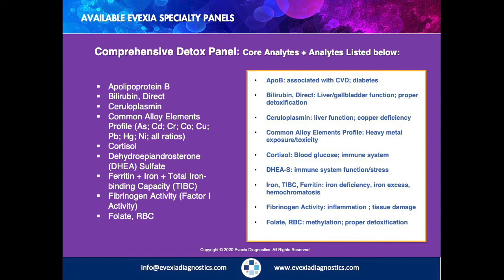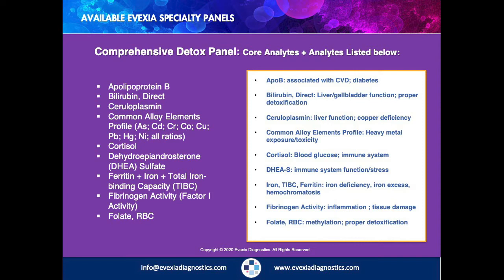The next test is called the Common Alloy Element Profile. This test is used to check for and monitor for exposure to arsenic, cadmium, chromium, cobalt, copper, lead, mercury, and nickel. Remember that heavy metals are abundant in our environment and can accumulate in the body, causing tissue damage, so it's important to take a look at it.